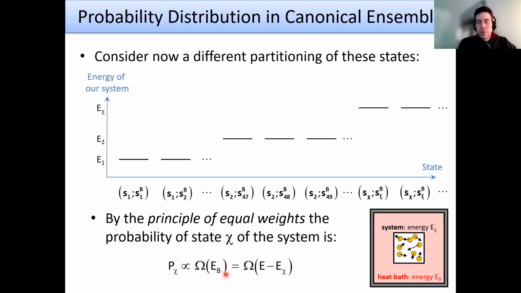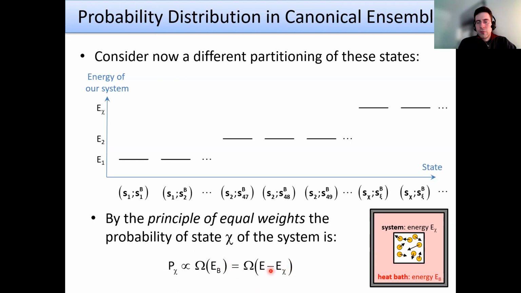So as we said earlier when we were talking about the microcanonical ensemble, the probability is proportional to the degeneracy. So the probability of having the small system in fixed state chi is proportional to essentially the degeneracy of the energy states of the bath, right? These energy states that have energy E bath. And trivially, this energy of the bath is energy minus energy of the small system.